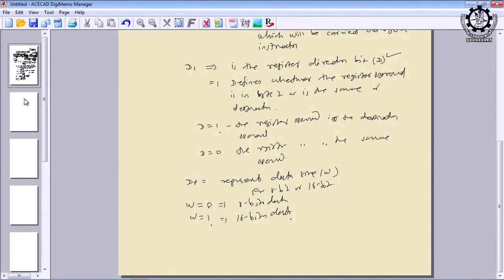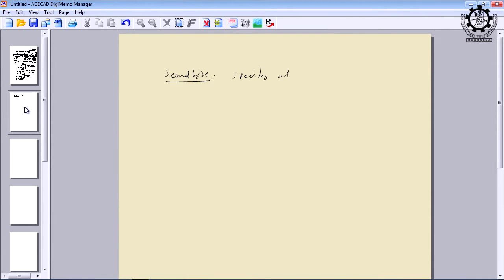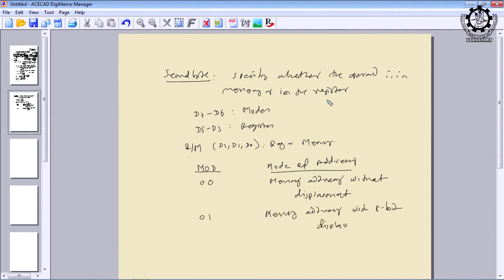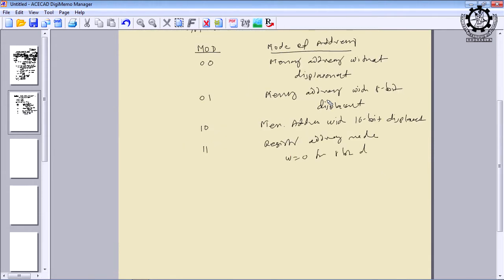Then the second byte will specify whether the operand is in memory or in the register. So, okay, this is the second byte. In the second byte, the D6 and D7 positions indicate the mode bits.